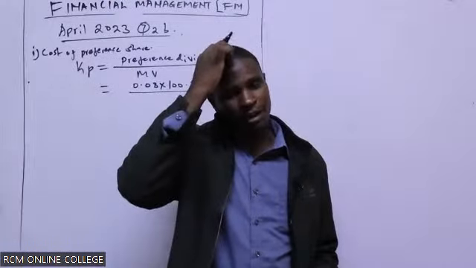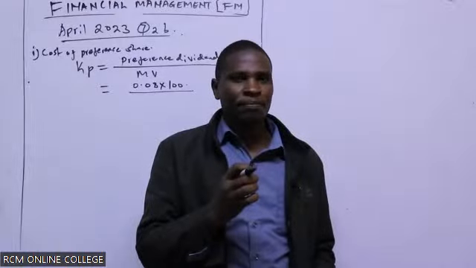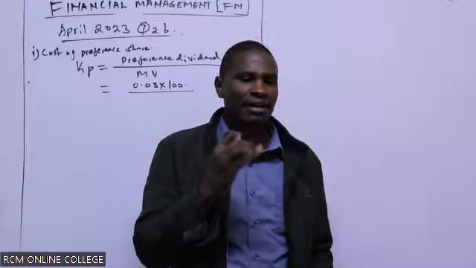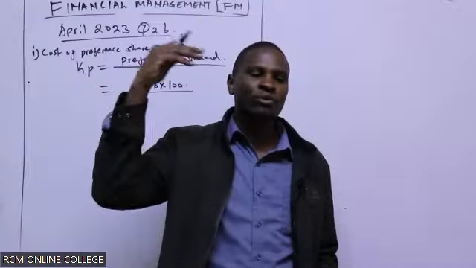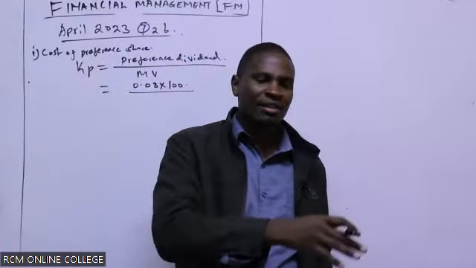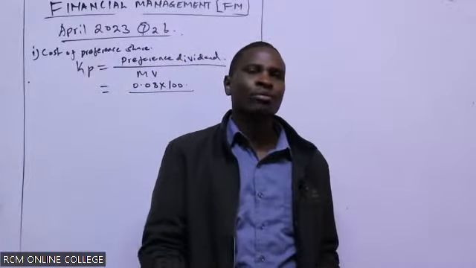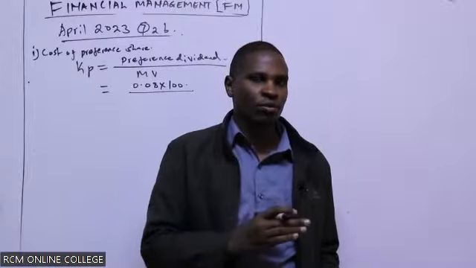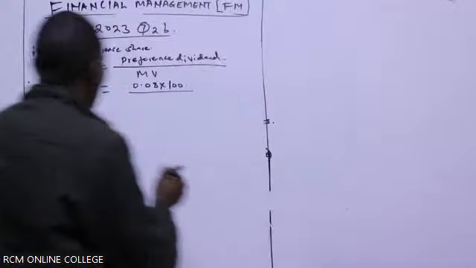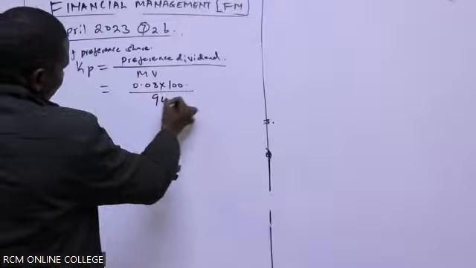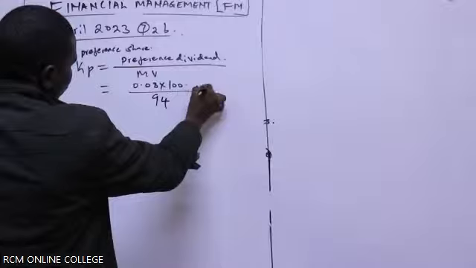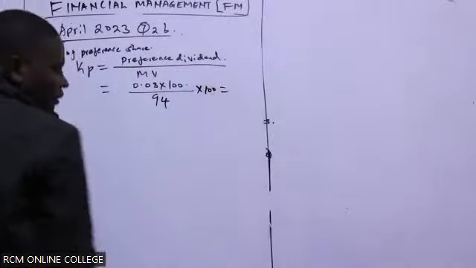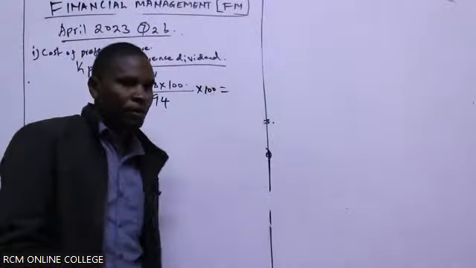Now, remember what we said. It is the current market price. Forget about the 2015 and the net; those were just information to disturb you. So 94 was the price, and with that you could have gotten your KP. So can you give me the KP?